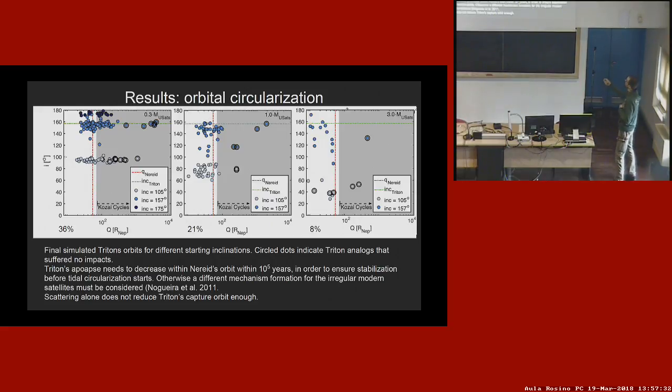Another point is that circled dots are Triton analogs that did not suffer any impacts. And as you can see, they are all very far on the left of the graph. And that means that the scattering alone does not reduce Triton's capture orbit enough. Impacts are necessary. So what we see today may not even be the original Triton, because it has been reshaped and resurfaced by the impacts with the original Neptunian moons.